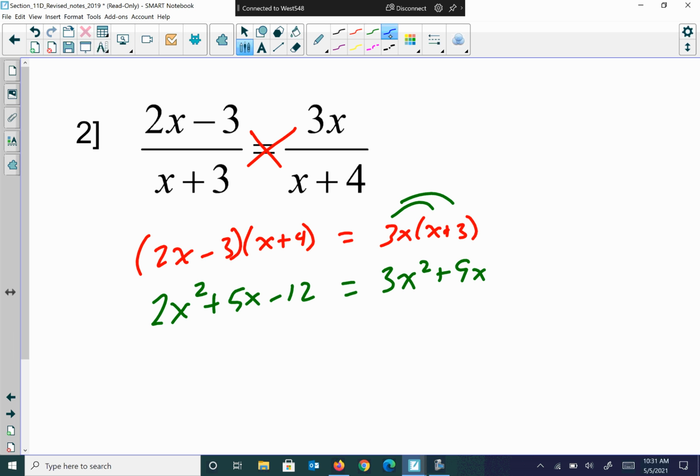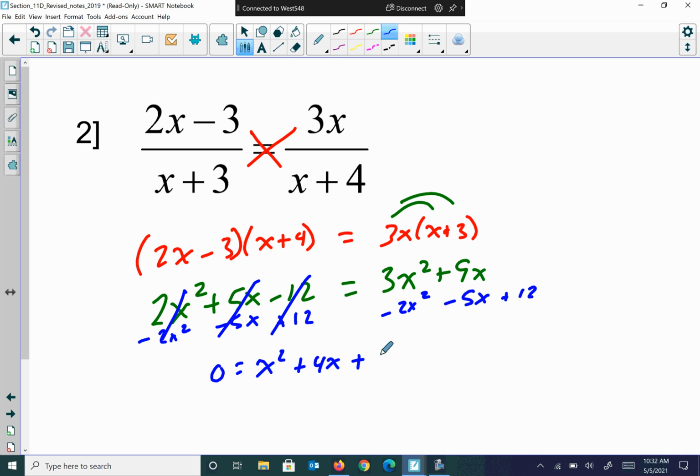Let's bring everything over. If I bring the 3x squared over, I'll have a negative x, which is fine. We just have to multiply by a negative, or I could bring all this over. I'm going to bring all this over. That way we don't have to deal with the negative x. So all these cancel, so I get 0 is equal to x squared plus 4x plus 12.